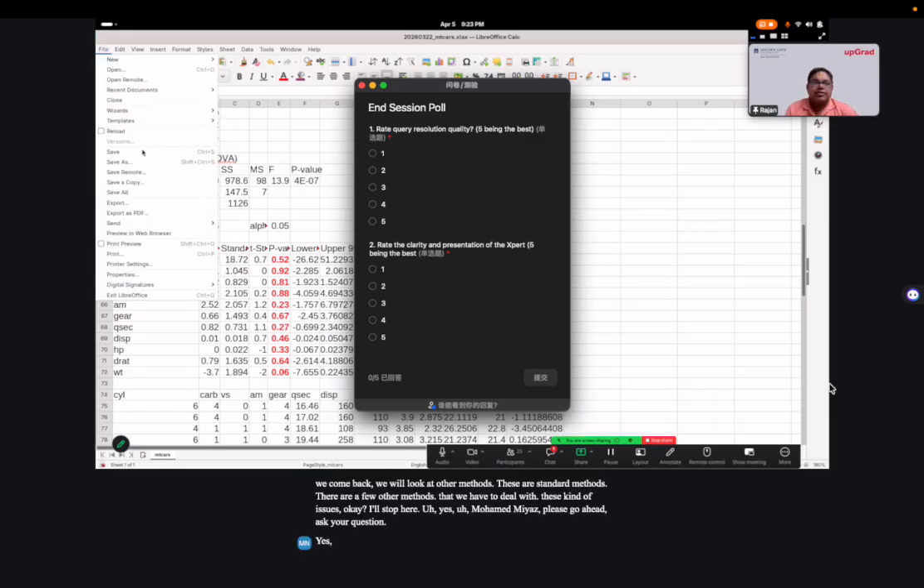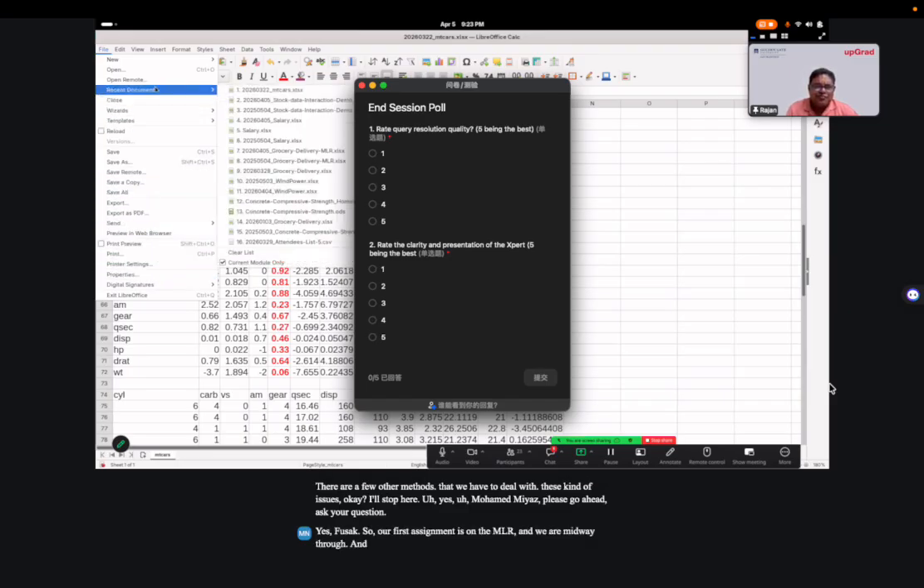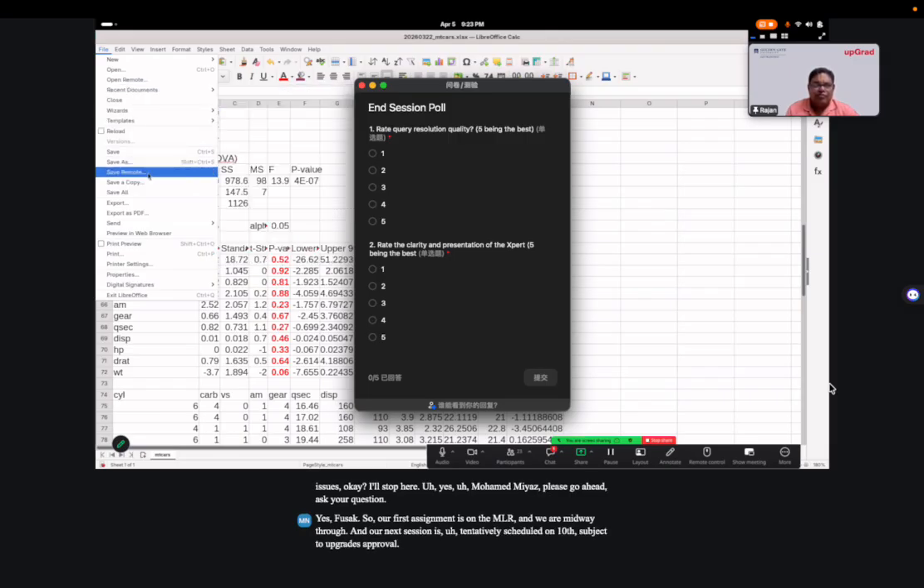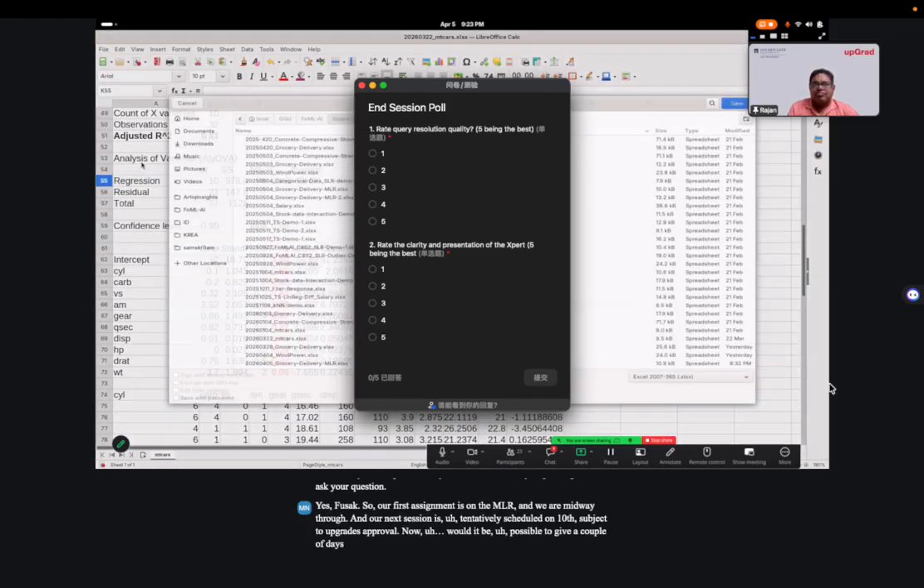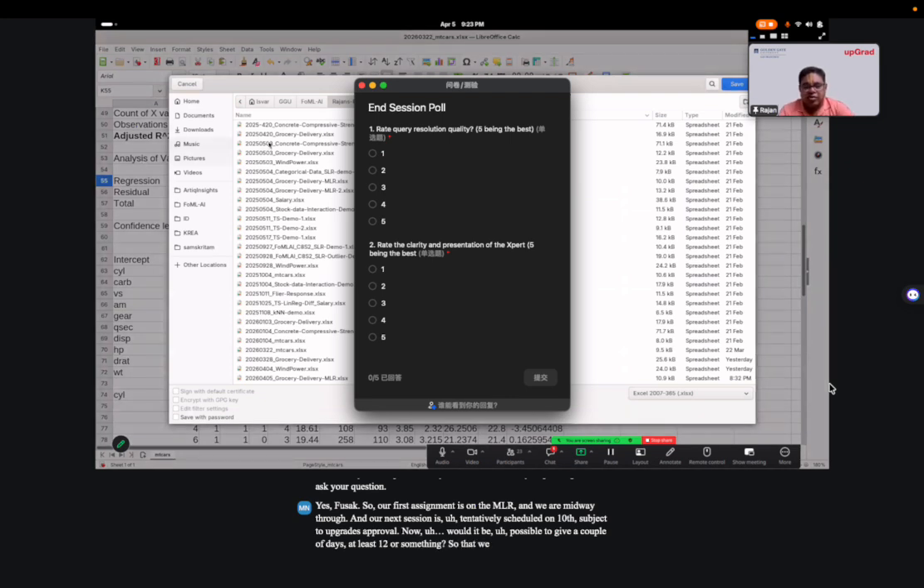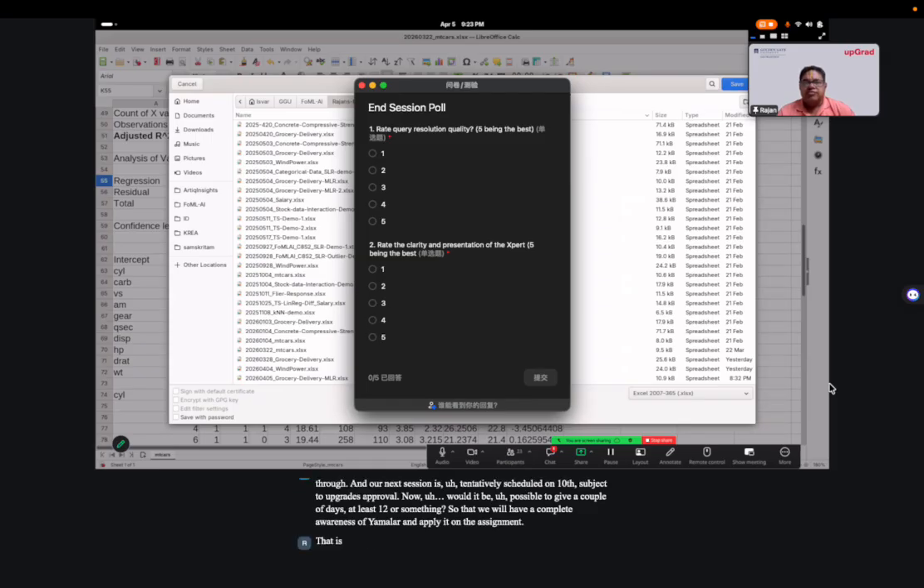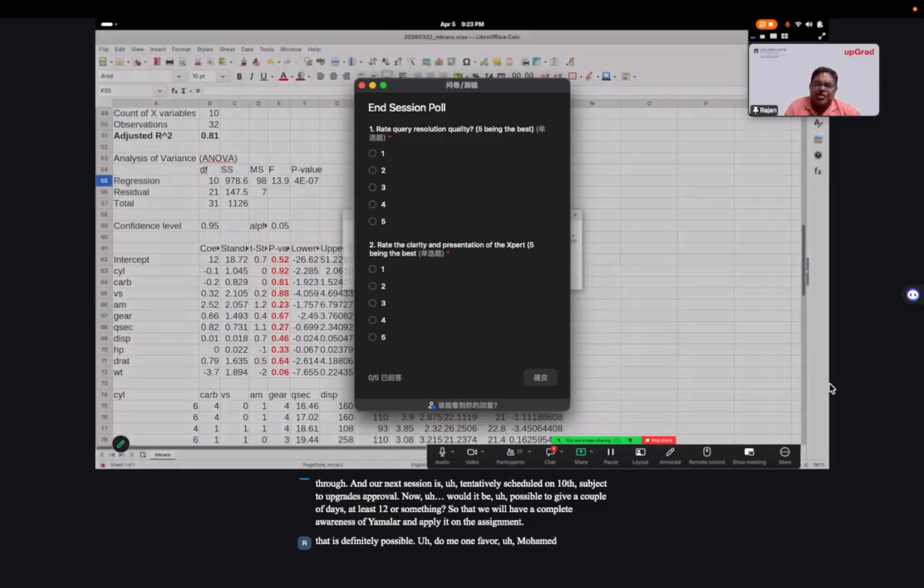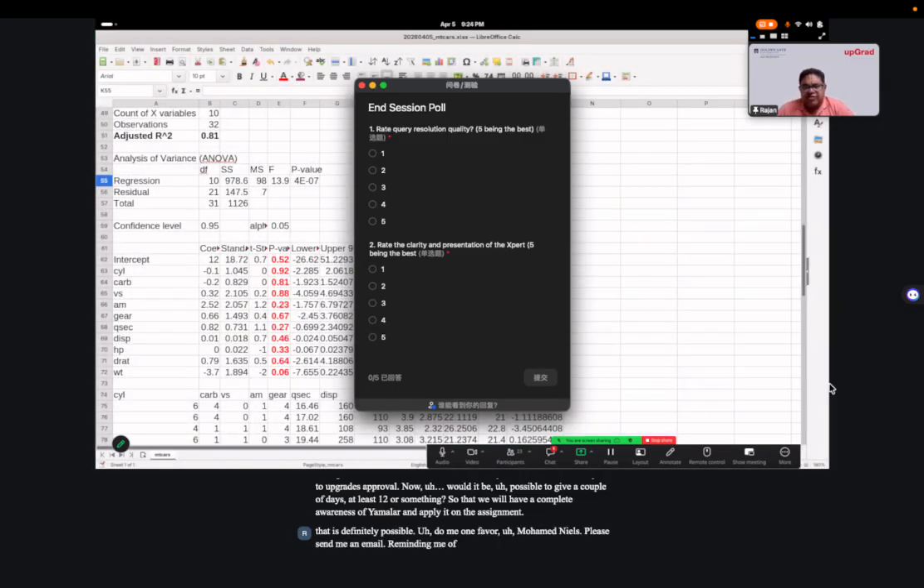Yes, Professor. Our first assignment is on the MLR, and we are midway through. Our next session is tentatively scheduled on the 10th, subject to Upgrad's approval. Would it be possible to give a couple of days, at least the 12th or something, so that we will have complete awareness of MLR and apply it on the assignment? That is definitely possible. Do me one favor, Mohammed Niaz, please send me an email reminding me of this. Okay, I will write to the Upgrad team to push the date by 1 week.